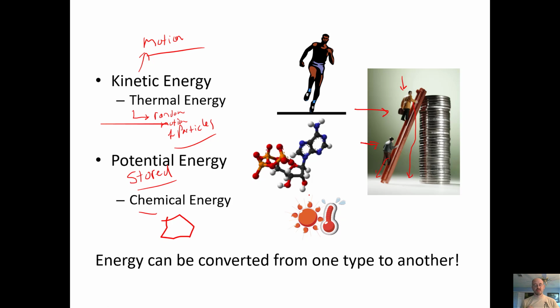So potential energy is stored energy, either stored in bonds, in chemical bonds, or it can be stored in position, for example. All right, those are some examples of ways you can store that energy. And the thing is, you can convert from one kind to another. You can go from kinetic to potential, and you can come back again. They can be converted from one form to another.